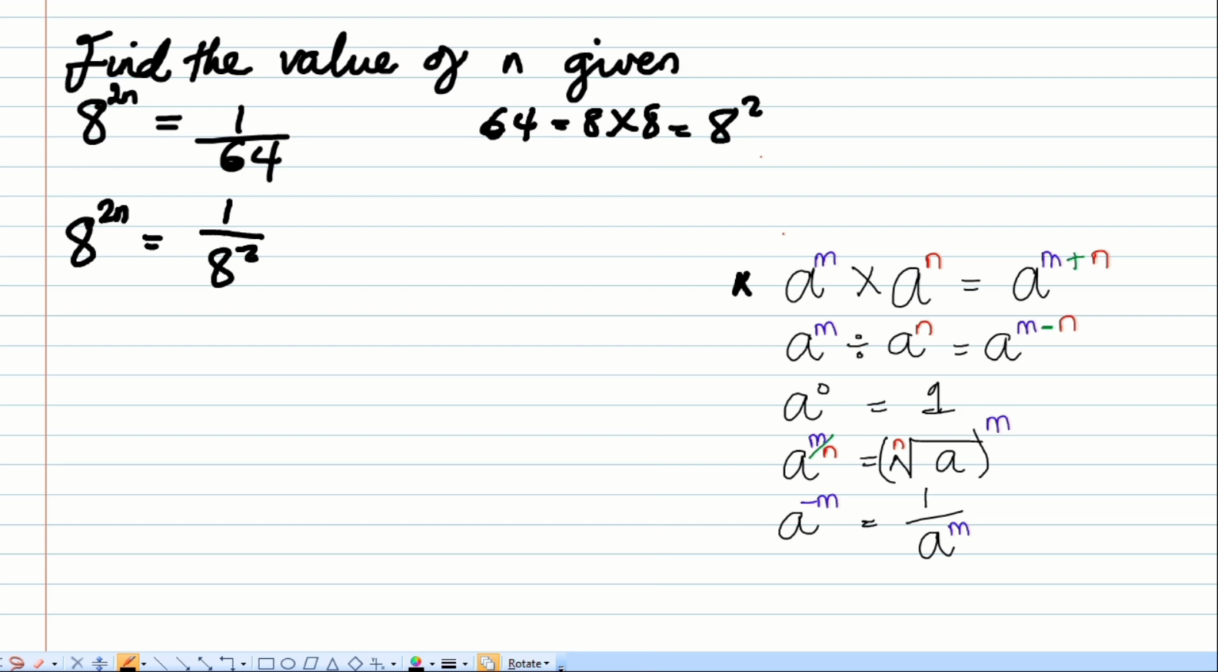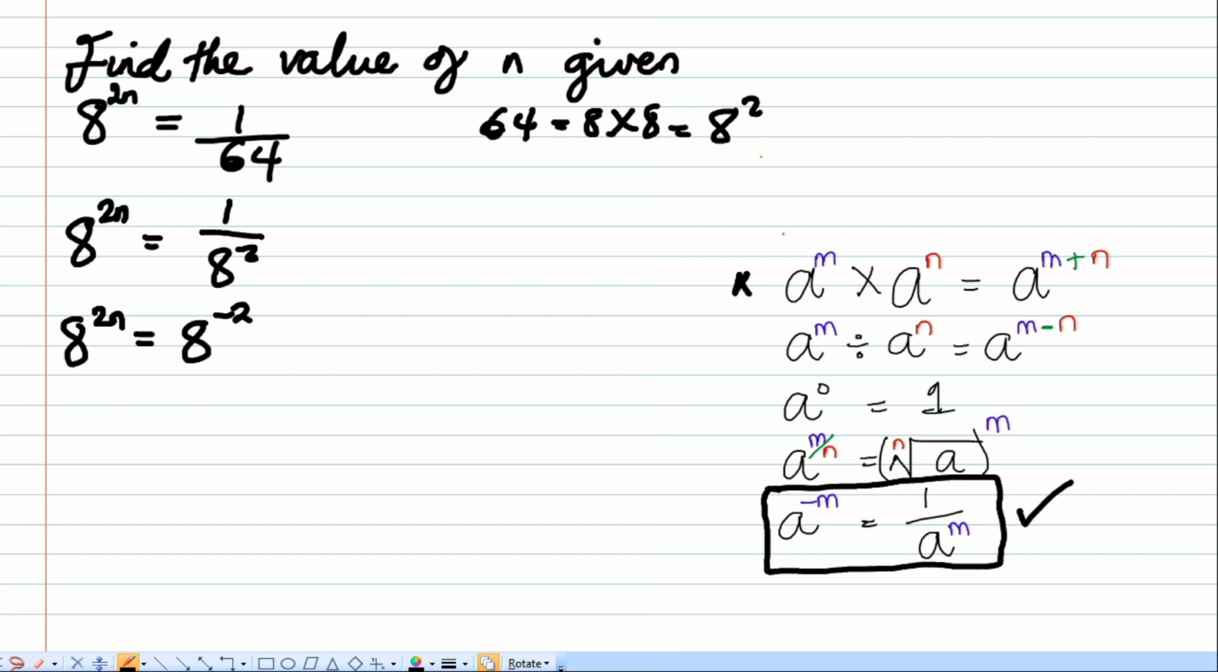So now we're going to use one of the laws. 8 raised to the power 2n is equal to, now I want everything on the right hand side of the equation to be on the same line, if I may use that word. So I'm going to change this 1 over 8 squared to 8 raised to the power minus 2. Now the law I've used here is this last law. We say that if you have a negative index, you can remove the negative index by putting 1 over the positive index. So I can go back and forth. In this case it's a positive index but as the denominator. So if I bring it back, remove the 1, I'm going to put negative 2, which is from this law.